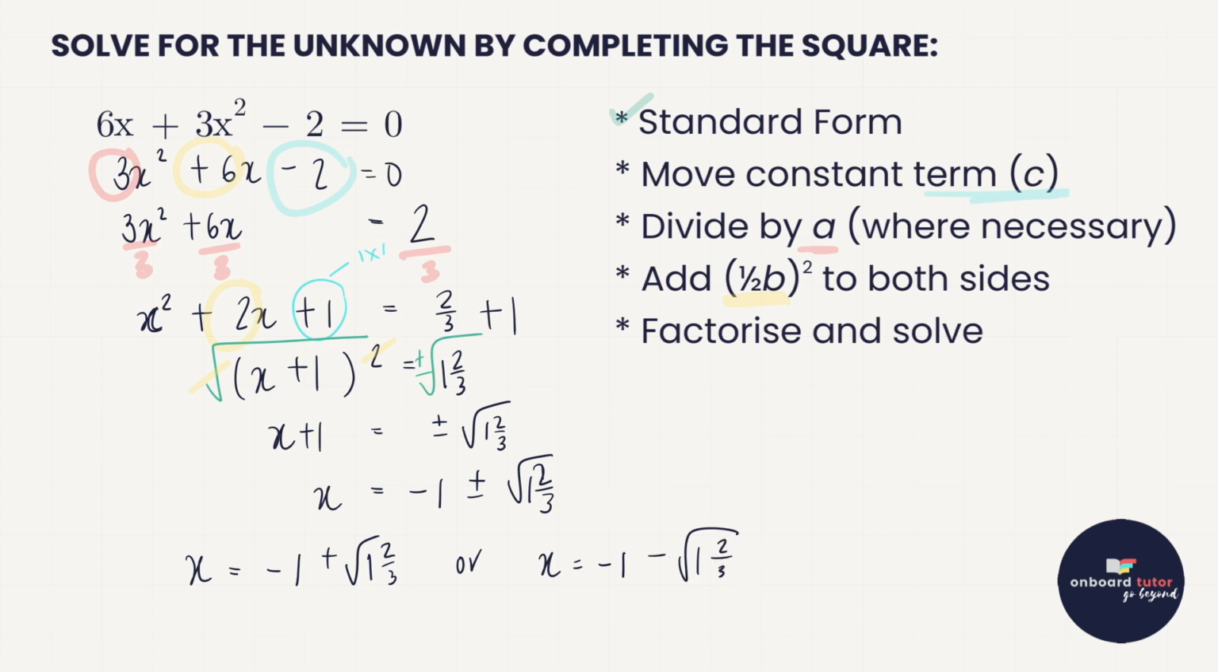So just be careful there when adding an improper fraction. Make sure you're using a notation your calculator understands. So there we have it. x is equal to 0.29 or minus 2.29.